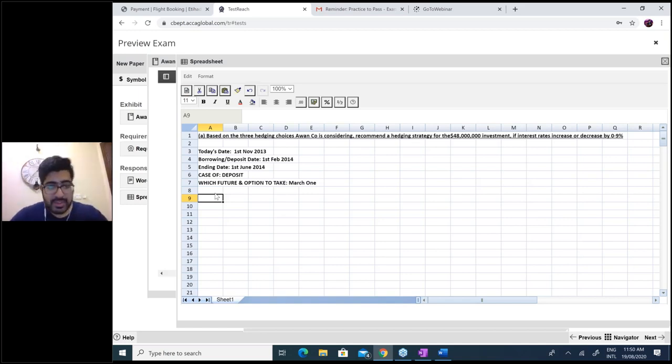Okay, before starting any interest rate question, note these 5 things. Today's date: 1st November. When do you plan to borrow or deposit? You will receive 48 million on 1st Feb and then deposit on 1st Feb. Till when? Until required, 1st June. Case of deposit or borrowing: deposit. And which future and option to take? You need to borrow or deposit on 1st Feb, so take March. Any questions on these 5 things? Then I will move forward.